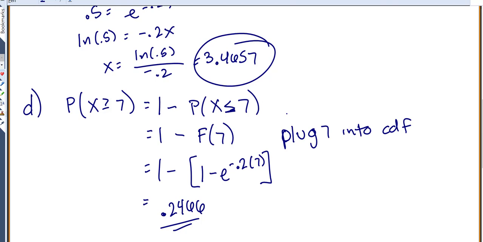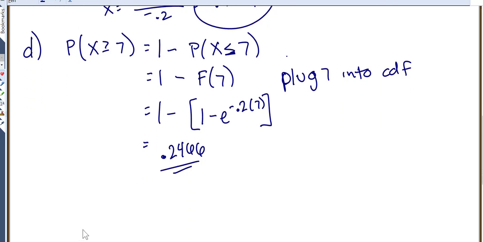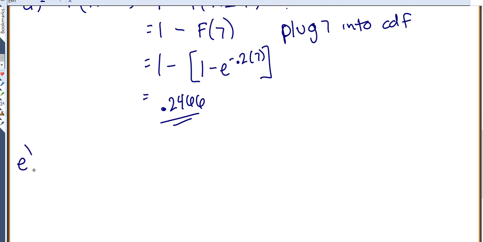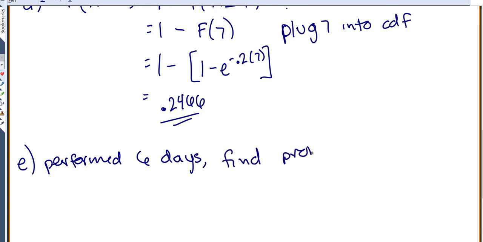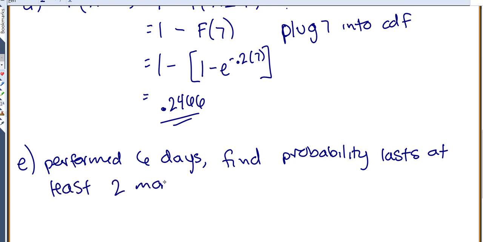And part E, if the machine has already performed for 6 days, find the probability it lasts at least 2 more days. So it's saying, if you already know it's lasted 6 days, what's the probability that it lasts 2 more days? And usually we would have to do conditional probability.